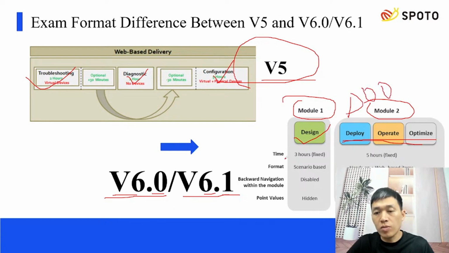And you can see some details. The time assignment, 3 hours, and it's fixed time. And the second one, 5 hours, also fixed time. And the format, and the backward navigation within the module.